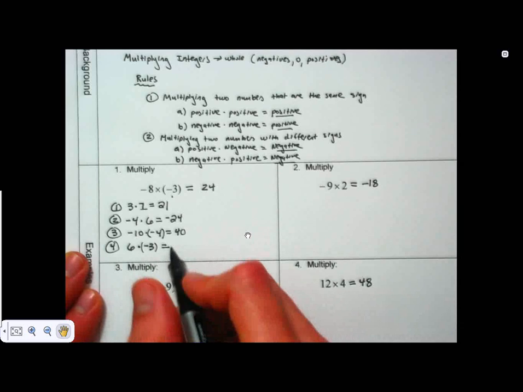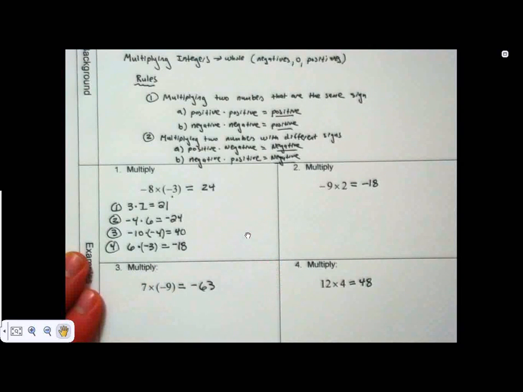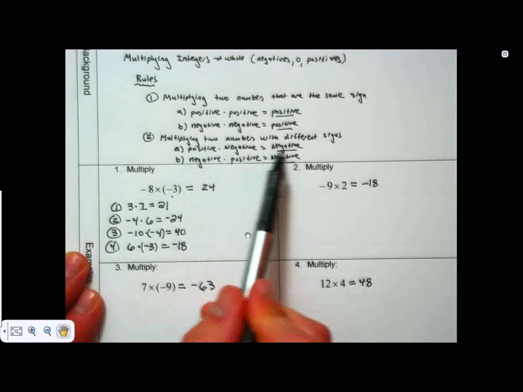okay, in this example you should have gotten an answer of negative 18. Again, in this case, our first number is positive, our second number is negative, so that's going to fall under rule number 2, where our signs are different. Positive times negative is negative.